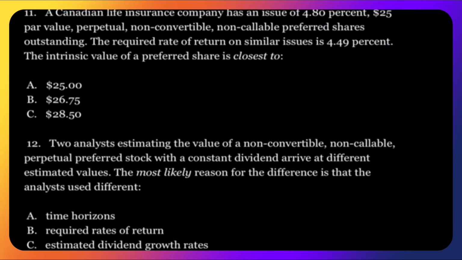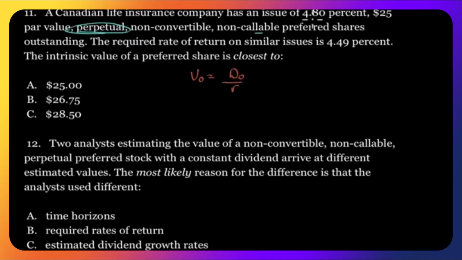C. 11. A Canadian life insurance company has an issue of 4.80%, $25 par value perpetual non-convertible non-callable preferred shares outstanding. The required rate of return on similar issues is 4.49%. The intrinsic value of a preferred share is closest to. So what are we dealing with here? We have perpetual shares, so we have a perpetuity. First thing I want to do is write down my formula for a perpetuity. There we go.